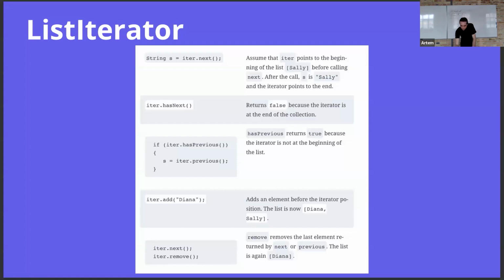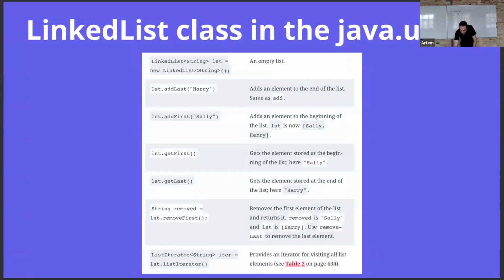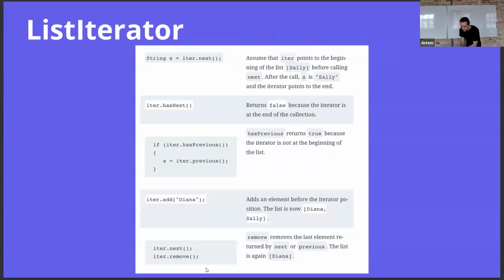Here at the end, you can see that we can create a list iterator, and we can do it from a method inside the linked list, right? So we have an object of the linked list, and inside this object we have a method that gives us an object of the list iterator, and our list iterator has methods to go through the linked list.